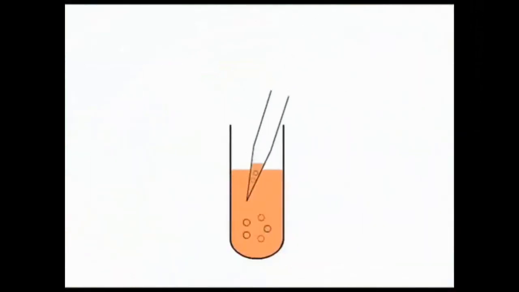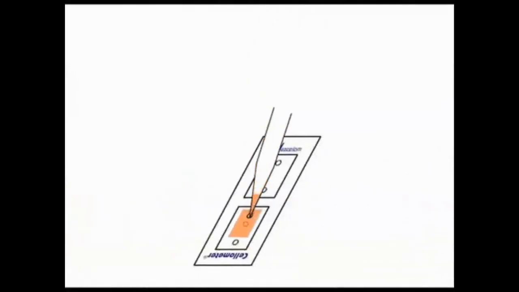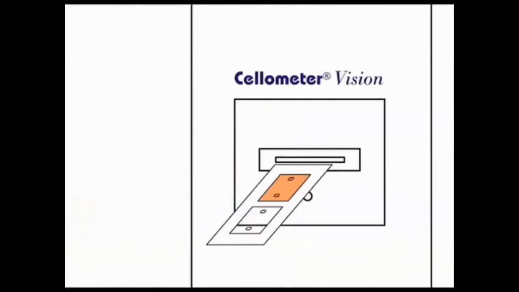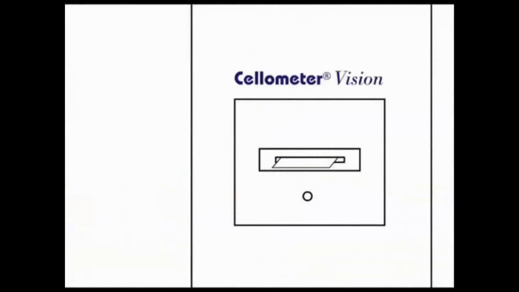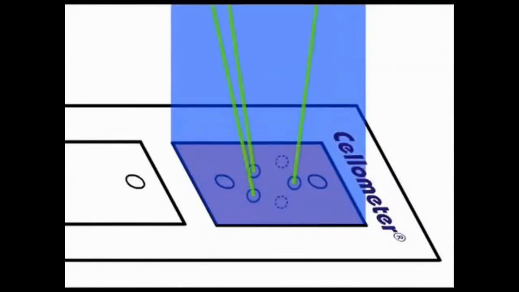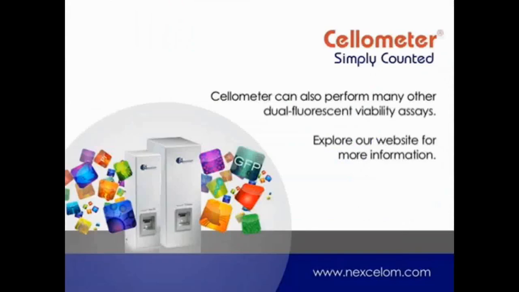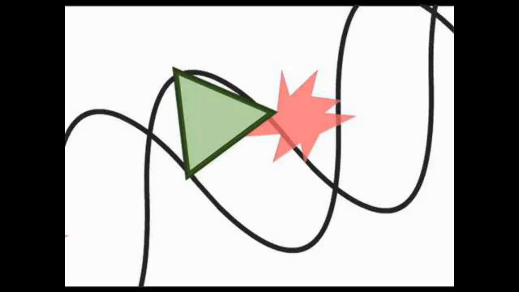To perform a Cellometer AOPI assay, load stained cells into a counting chamber. Insert the chamber into Cellometer. Cellometer automatically performs cell image acquisition and imaging analysis. Typical assay time is less than 60 seconds. Cellometer can also perform many other dual fluorescence viability assays. Explore our website at Nexcelom.com for more information.